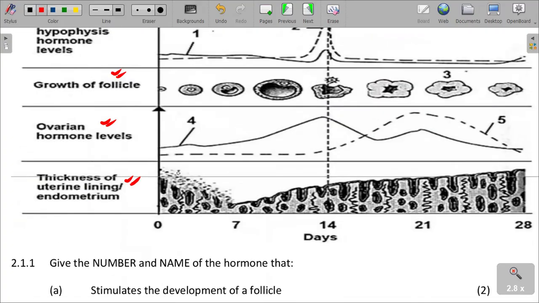So let's see. We also look at the thickness of the uterine lining. It started to thicken up from day 7, and then it keeps on increasing. It is preparing a cushion there.